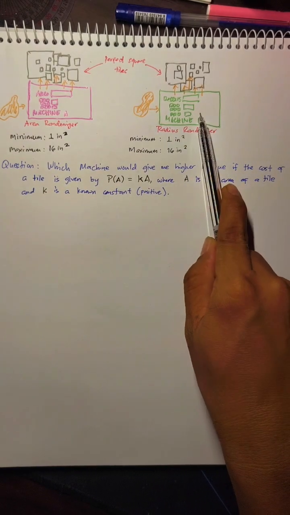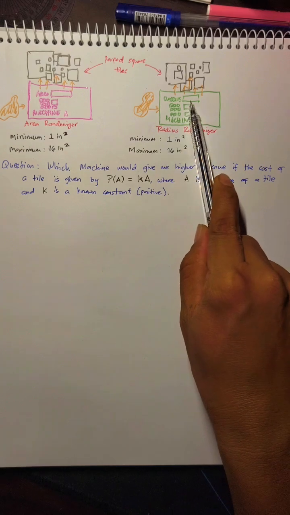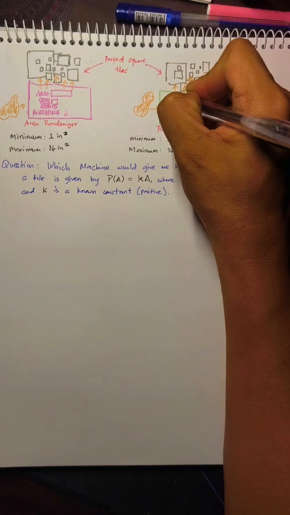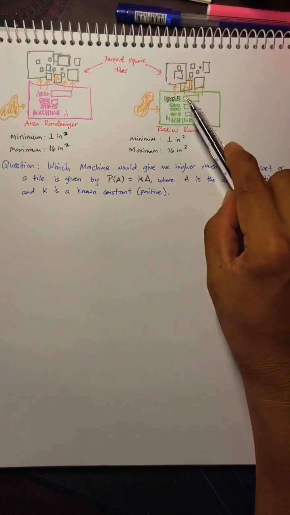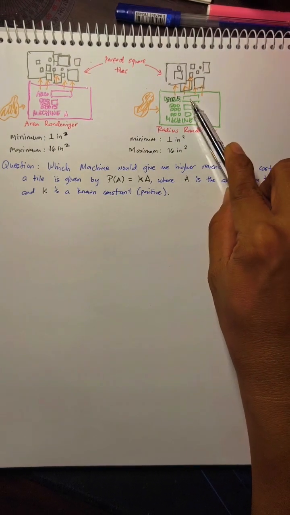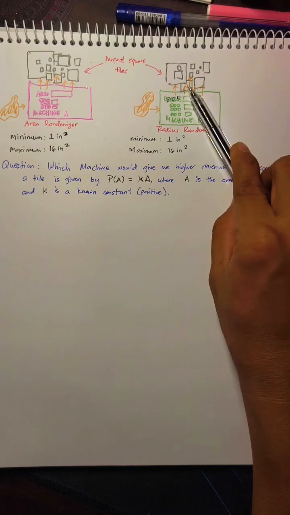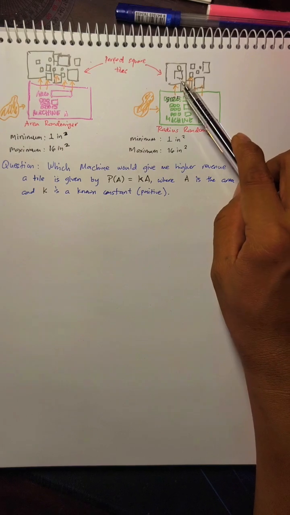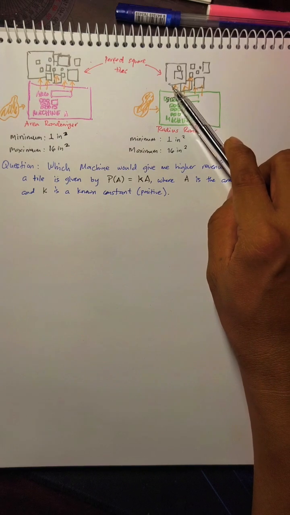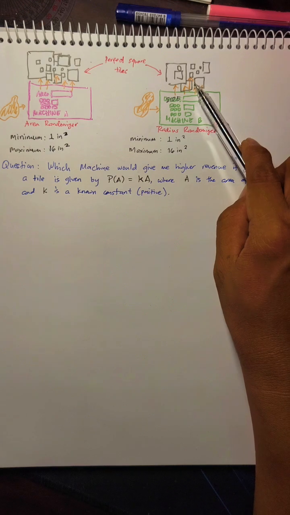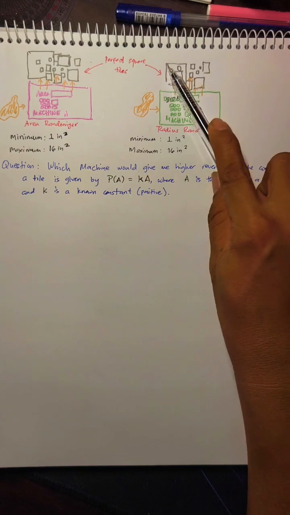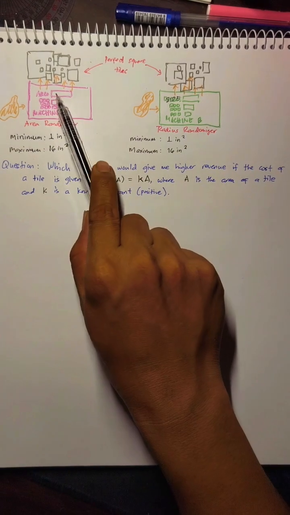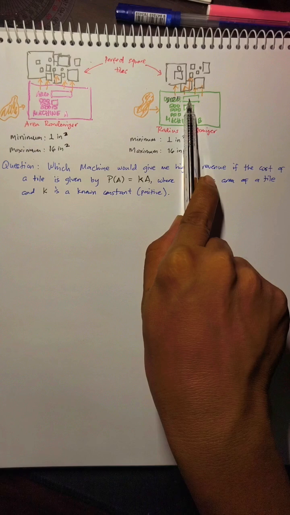How about machine B? For machine B, it's the same, but what you input is the side. Actually, it's not a radius, let's just use side. For example, if you input 2, it will give you a tile with a side equal to 2 inches, meaning it will produce a tile of area 4 inches squared. So an input of 4 here is equivalent to an input of 2 here.